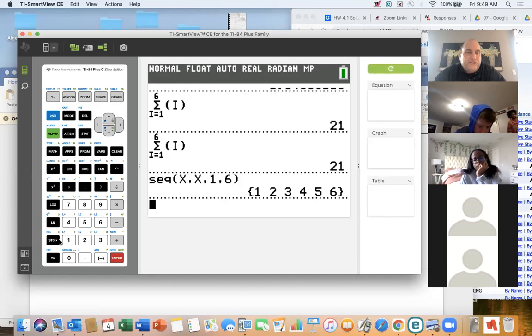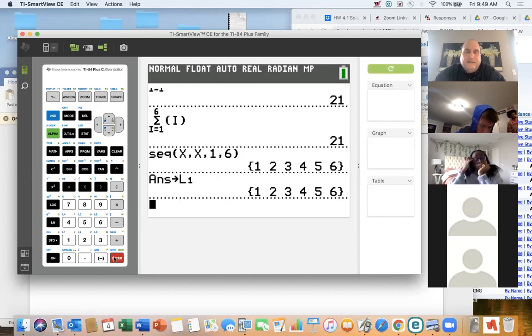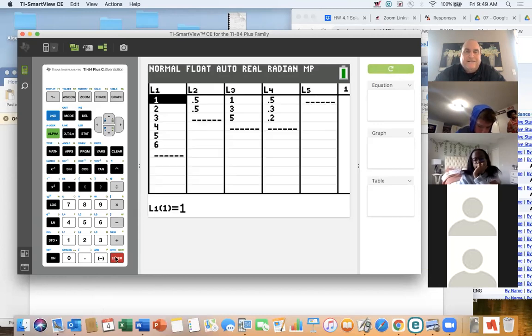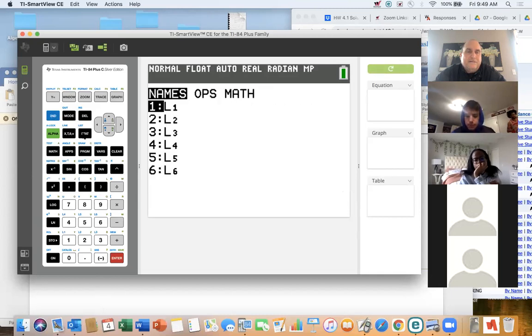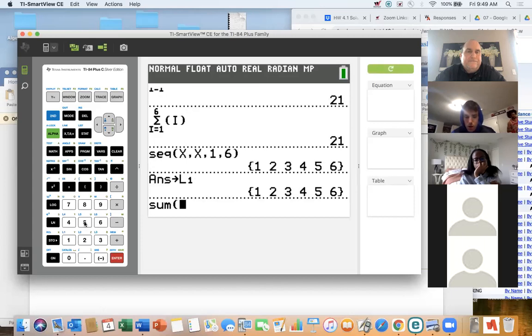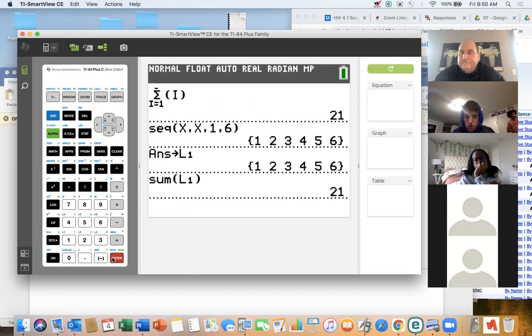Or what you could do is store this in a list. And now when you go to your list editor, it's in there. And I could sum L1. So that's a plan B for those of you that have slightly older calculators. Okay.